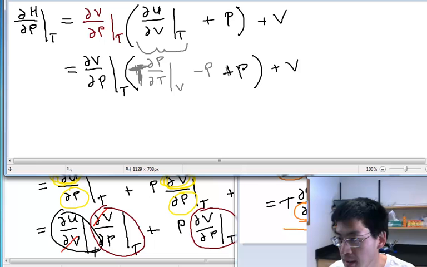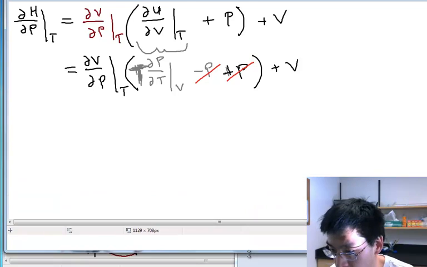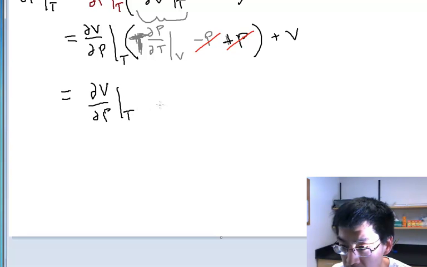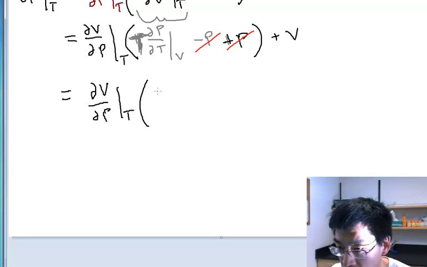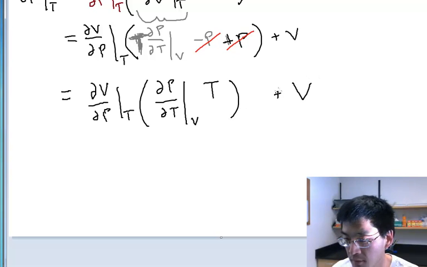So how does that help? That helps because I need the alpha, remember? And these cancel, minus P plus P, those cancel. So to rewrite now, let me just extend this page. Okay, to rewrite, that's dV/dP at constant T times dP/dT at constant V times T, and then there's plus V. All right, so I have the dT here.